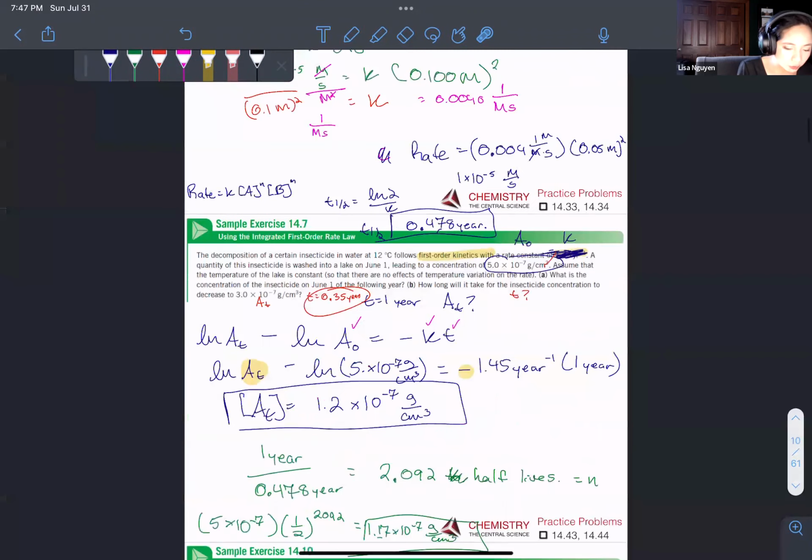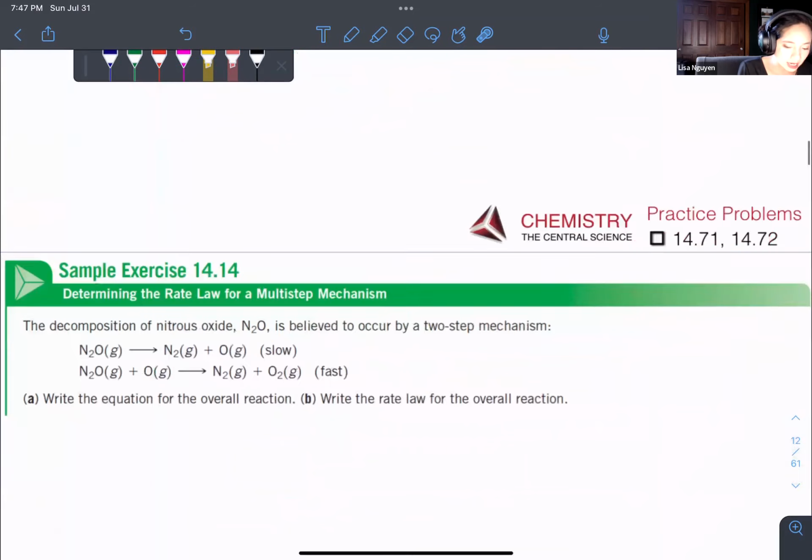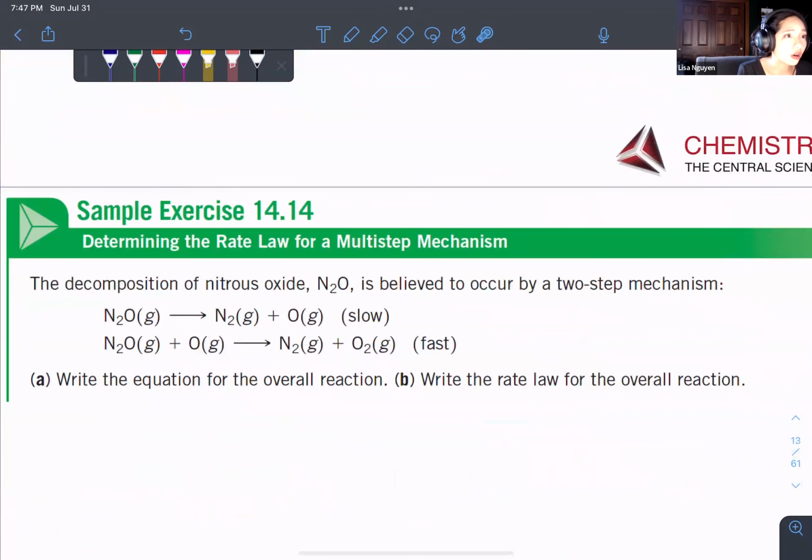We actually have to determine it experimentally. But if I give you a reaction like this, and I tell you that these are elementary reactions, this is the mechanism for this reaction, then yes, the coefficients do become the order, the superscripts or the exponents. So this step is first order in N2O, and the rate of this reaction would be N2O times the concentration of oxygen.